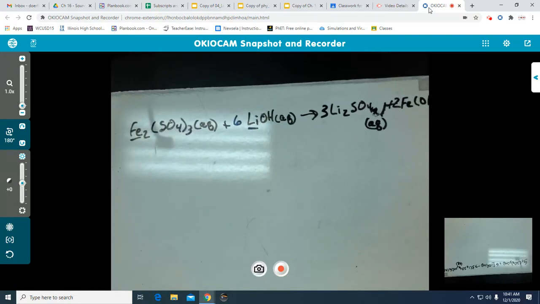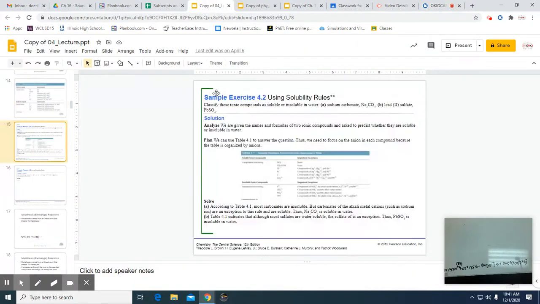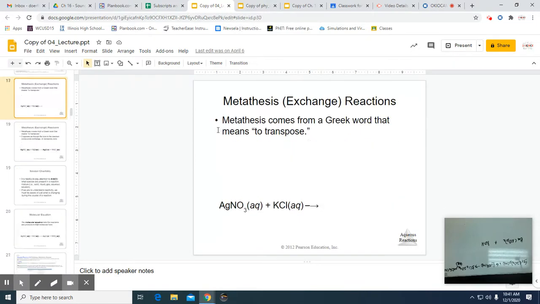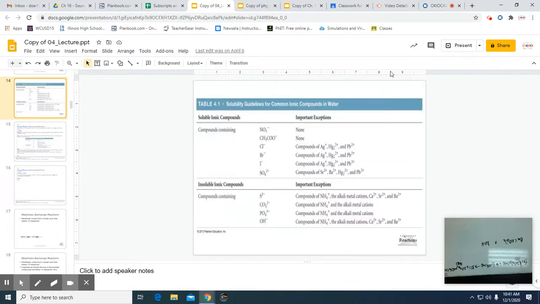Now, that answers part B. For part C, we have to go back to this: will a precipitate form when solutions of barium nitrate and potassium hydroxide are mixed? We don't necessarily have to do a balanced equation per se. So barium nitrate and potassium hydroxide. We don't have to do a balanced chemical equation. We just have to determine or predict what the products are going to be.